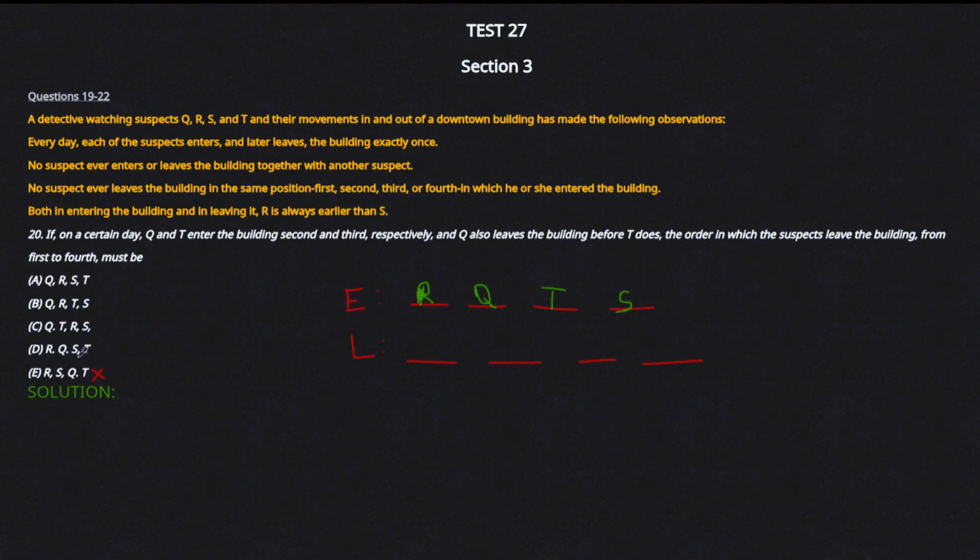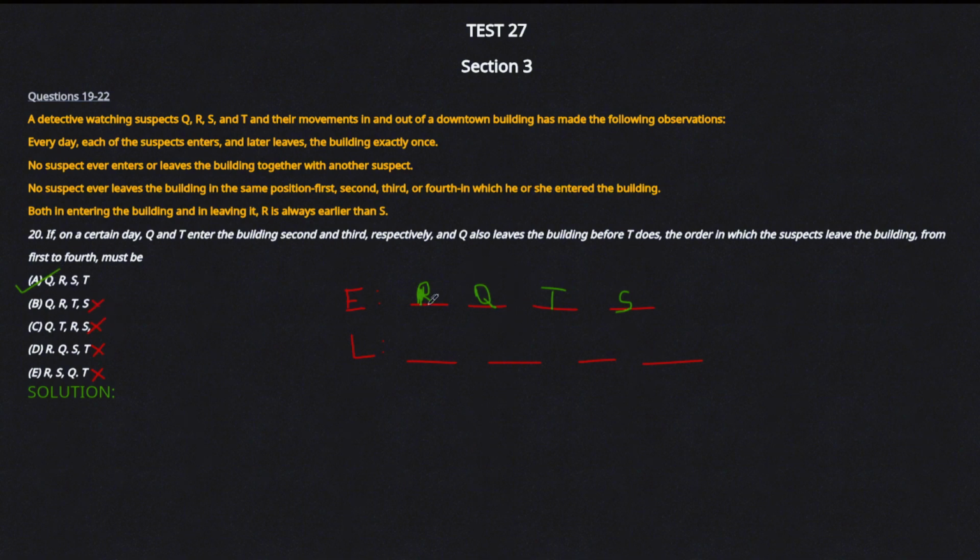This one's a cross out as well. R cannot be at number 1, cross out. Again, this one has QTRS. S cannot be the last one because it has entered at last already, so it cannot leave at last. So this one's cross. Again, S cannot be at number 4. This one is cross out. So the rightful answer is A, but we'll still go over it just to make sure.